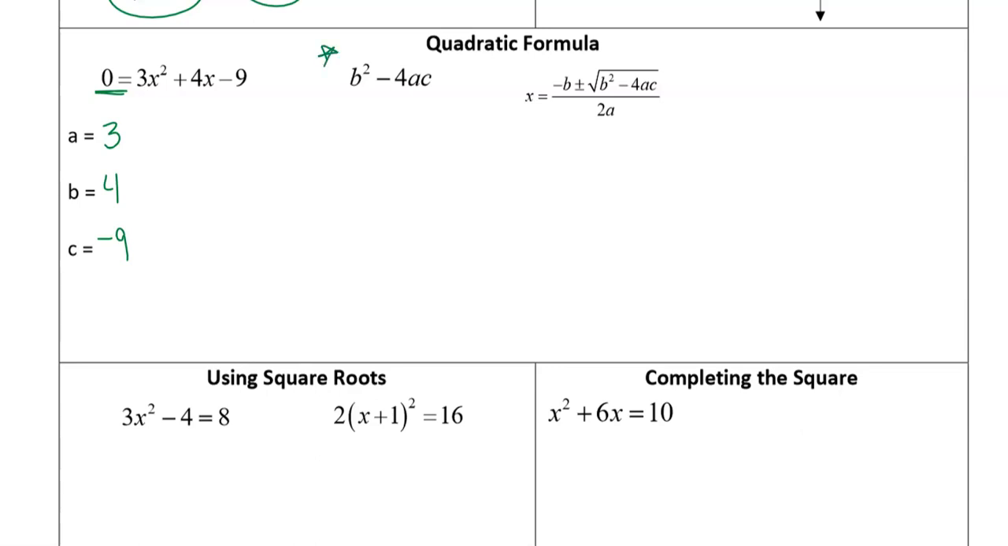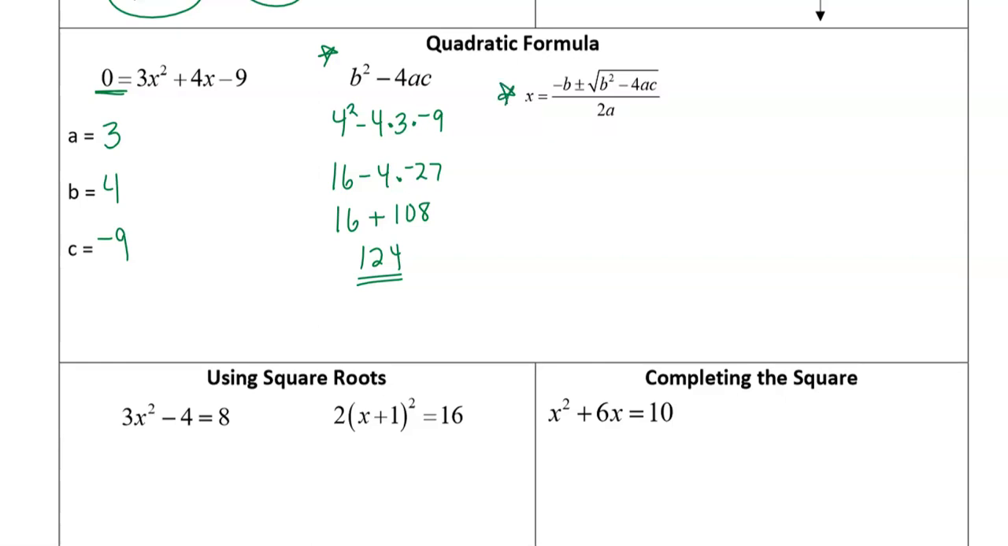So b squared, well, b is 4, so it's going to be 4 squared, minus 4 times, a was 3, and c was -9. So 16 minus 4 times -27. And since we have a minus 4 and a -27, this is going to be 16 plus 108. And 16 plus 108 is going to be 124. Since this 124 is positive, we know that we're going to get 2 real solutions when we work the quadratic formula.